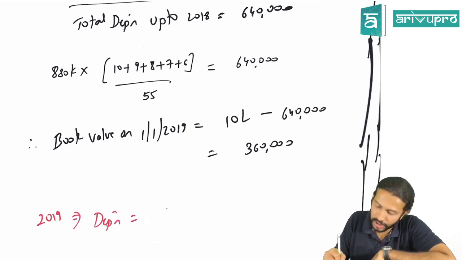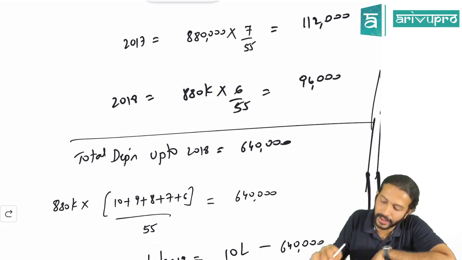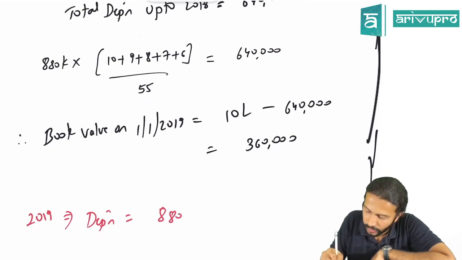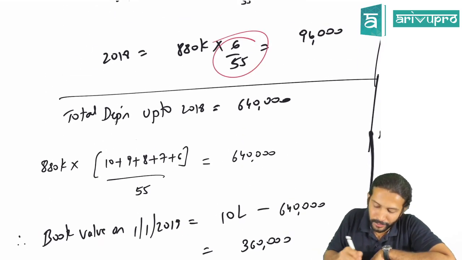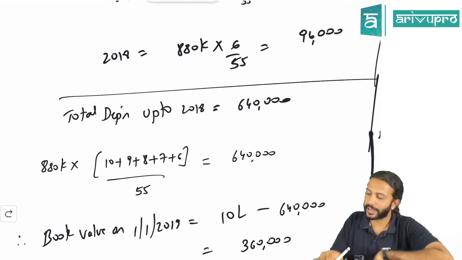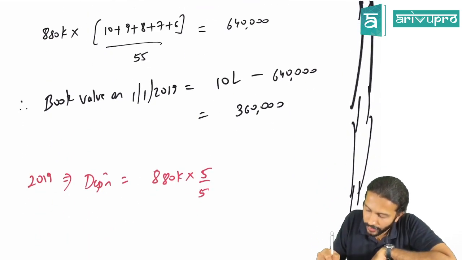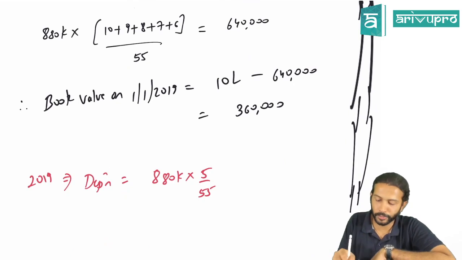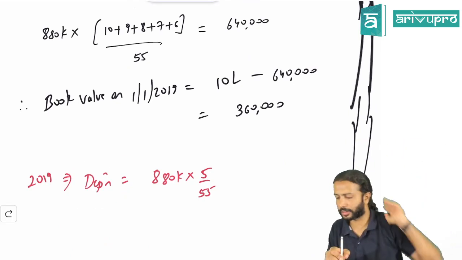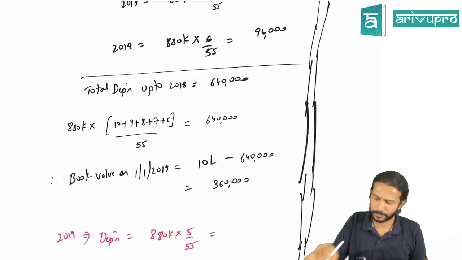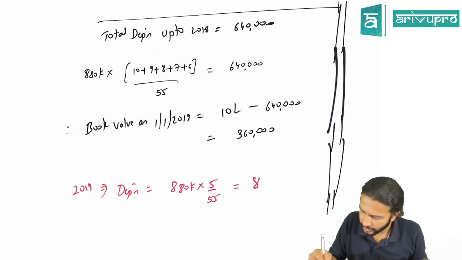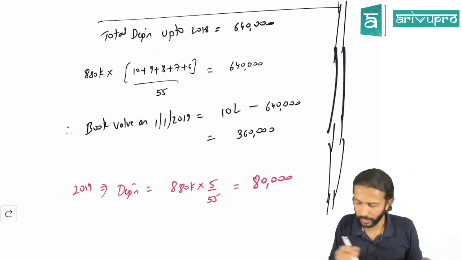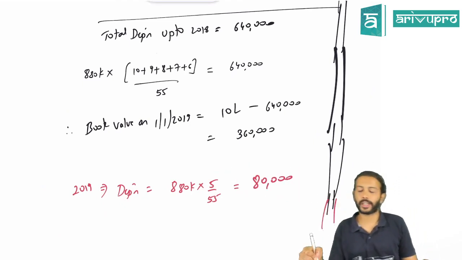Same. Depreciable amount is still 8,80,000 only. Now, will you write into 6 by 55? No. For 2019, what will you write? Into 5 divided by 55, because you are in the 5th year, so 5 years more are remaining. Into 5 by 55. So, 16 5s are 80. I think this is 80,000. So, depreciation for 2019 is 80,000.